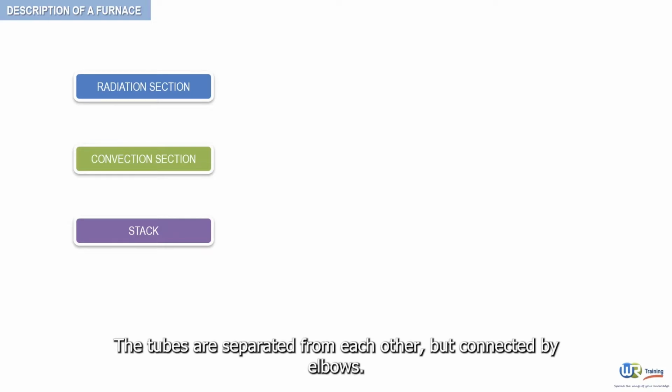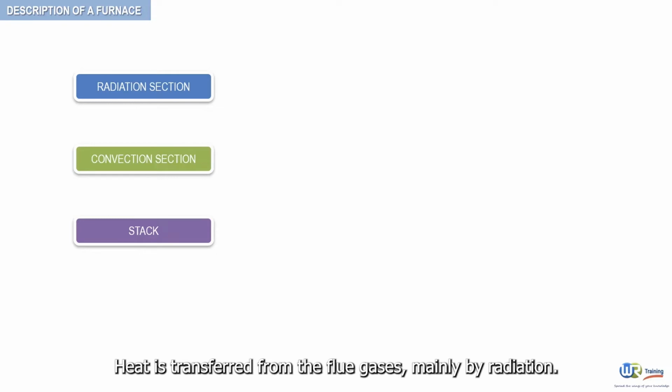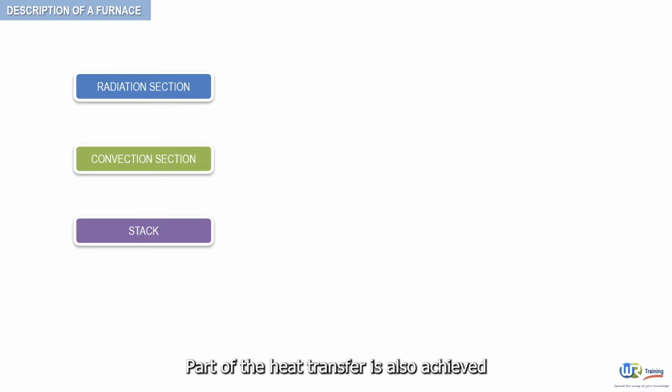The radiation section consists essentially of a combustion chamber equipped with tubes. The tubes are separated from each other, but connected by elbows. The process fluid circulates inside the tube bundle. Heat is transferred from the flue gases mainly by radiation. Part of the heat transfer is also achieved by convection between the flue gases and the tubes.